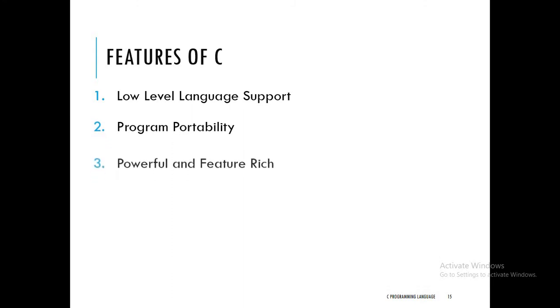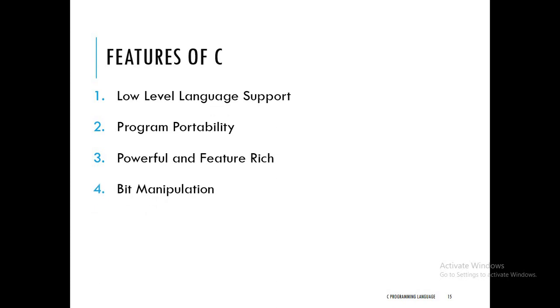Next we are going to see about features of C. C has low level language support. C has programming portability. It's powerful and feature rich. Bit manipulation we can do using C programming. High level features we are having in C programming language.